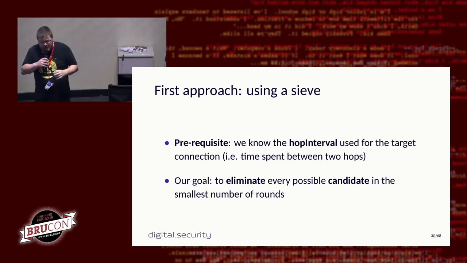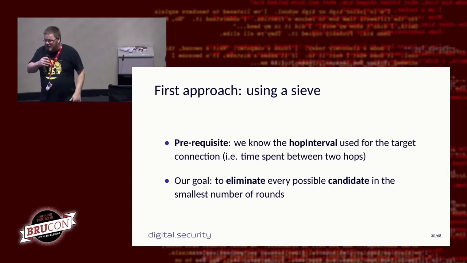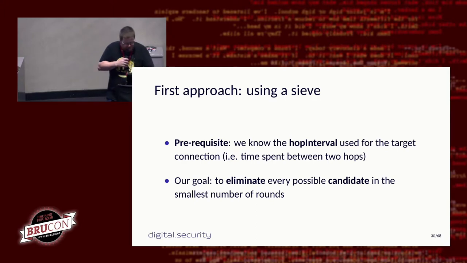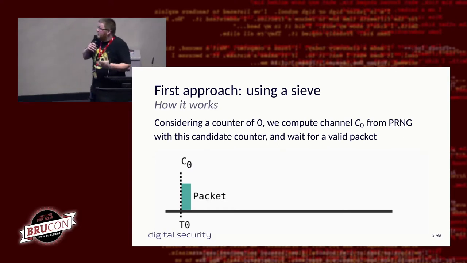So I started to think about an attack, and I'm quite sure you all know about the Eratosthenes sieve used to compute prime numbers. You get this matrix, you cross out every number, and you eliminate each candidate, and the only candidates that are left are prime numbers. So this is quite the same. Here is the attack to guess this counter used by your connection.